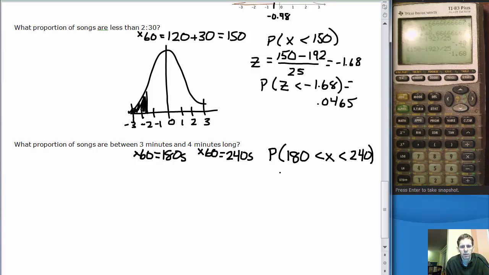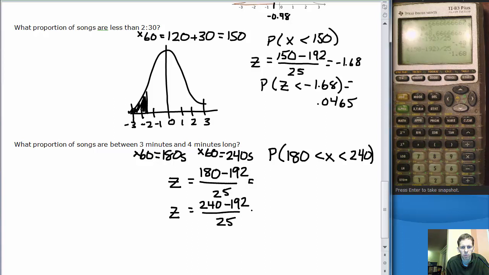For our next step, we actually have 2 z values we need to calculate. We're going to calculate z values for 180 and 240. So there's 2 formulas we're going to work out. We're using the same mean, 192, and the same standard deviation that we used in the previous problem. When you calculate out these 2 z values, again, don't forget we want to put the numerators in parentheses. The 2 z values you get, one's positive and one's negative. The negative value is negative 0.48, and the positive value is 1.92.